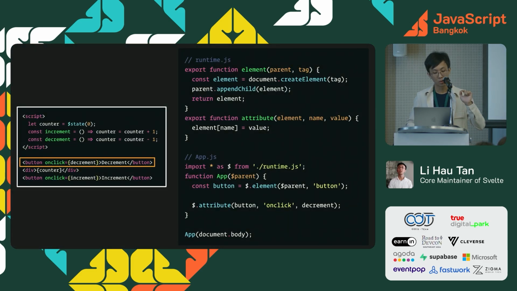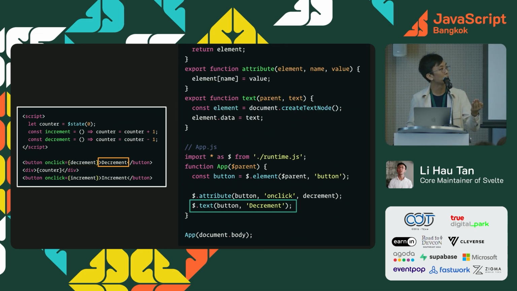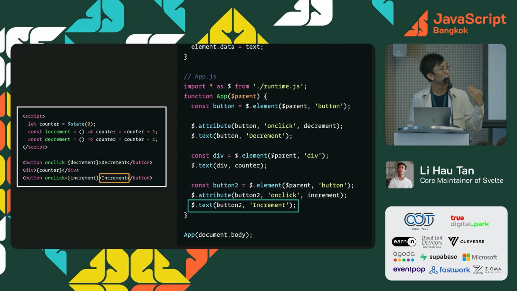Okay, so we're gonna move on to elements by elements, like the buttons. We have this callback, and then for this text, we're gonna create the text element with the text function, and we're gonna move on one by one, right? That's basically we go through every node, and maybe you will ask me one question, right?